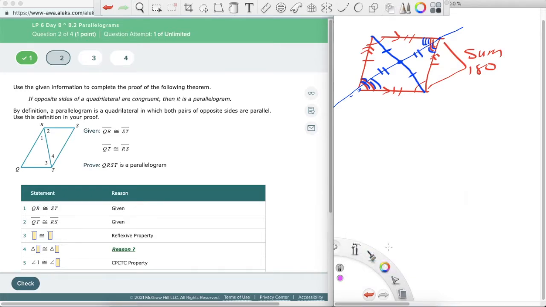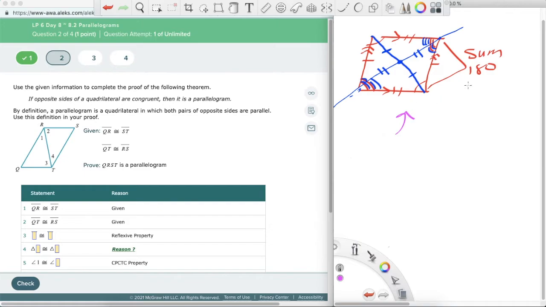So it says, use the given information to complete the proof of the following theorem. If opposite sides of a quadrilateral are congruent, then it is a parallelogram. So we're proving that it's a parallelogram. We're not given that it's a parallelogram. We're given that opposite sides of a quadrilateral, a four-sided figure, are congruent. So this is the converse of what we're normally given. In this case, I know it's a parallelogram, so all these other pieces are true.